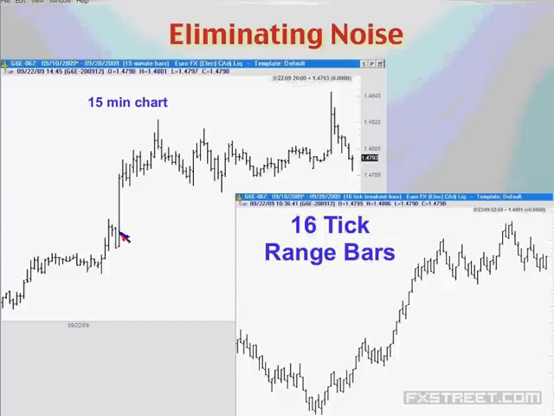When you have the long bar, by the time your indicators are screaming buy, the move is already over and the market is going sideways. Now take a look at the 16-tick range bar in the lower right-hand corner here. Here you see that the time while the market is flat and not moving is condensed.